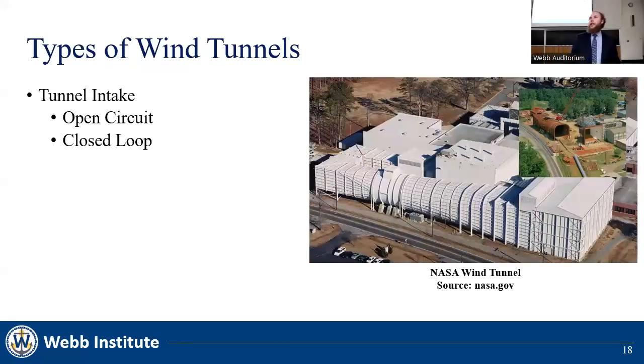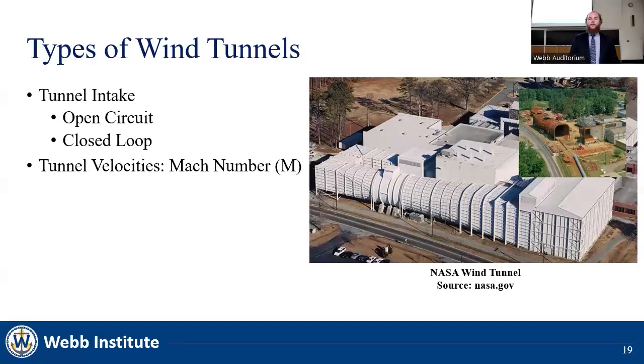Wind tunnels can be classified in two main ways. The first of these is the intake system. Open circuit wind tunnels are open on either end and continually cycle fresh air through the test section. In a closed loop tunnel, the same fluid is recirculated through the test section throughout the duration of the test. The figure above shows NASA's closed loop wind tunnels.